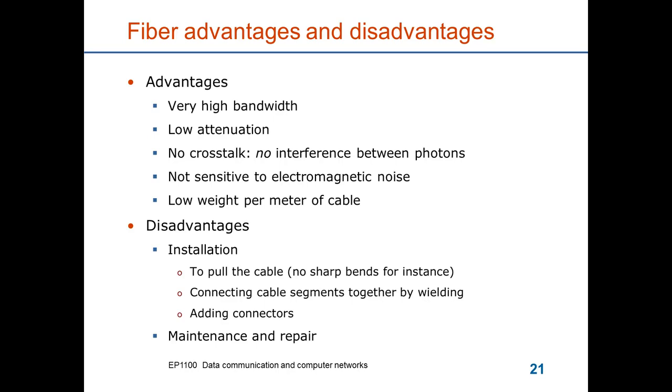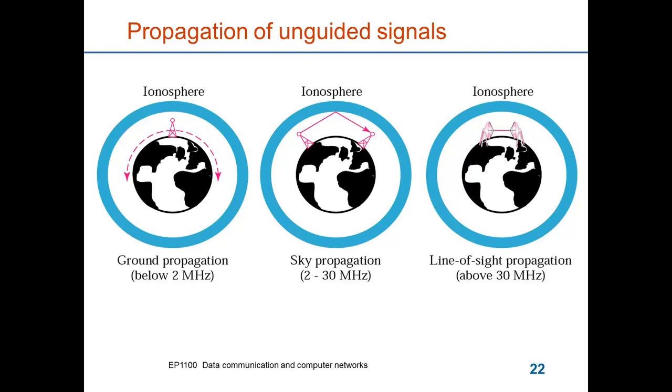Signals can also propagate in free space. Here I show different ways of propagation. If you take low frequency radio signals, they actually follow the surface of the Earth, so you can reach long distances beyond the horizon. In sky propagation, you can bounce radio beams off the ionosphere. And then at higher frequencies, above 30 megahertz, you have to have a direct path for the signals to propagate between the sender and the receiver.